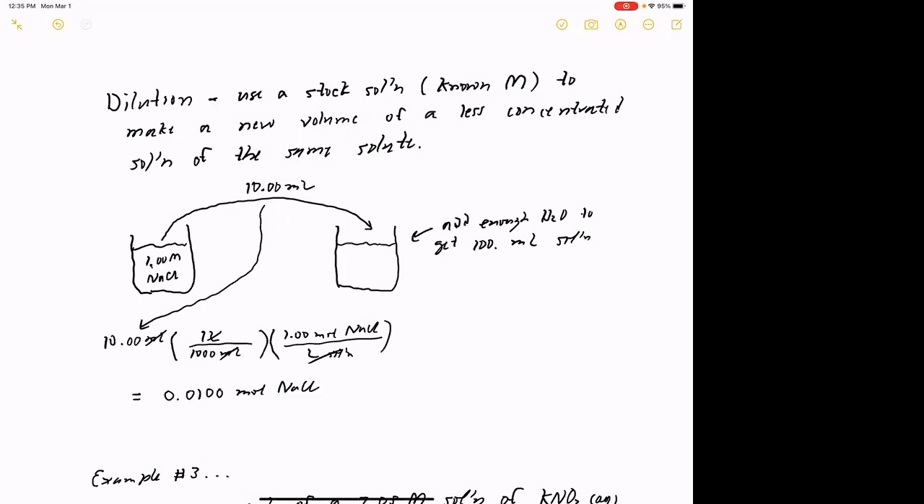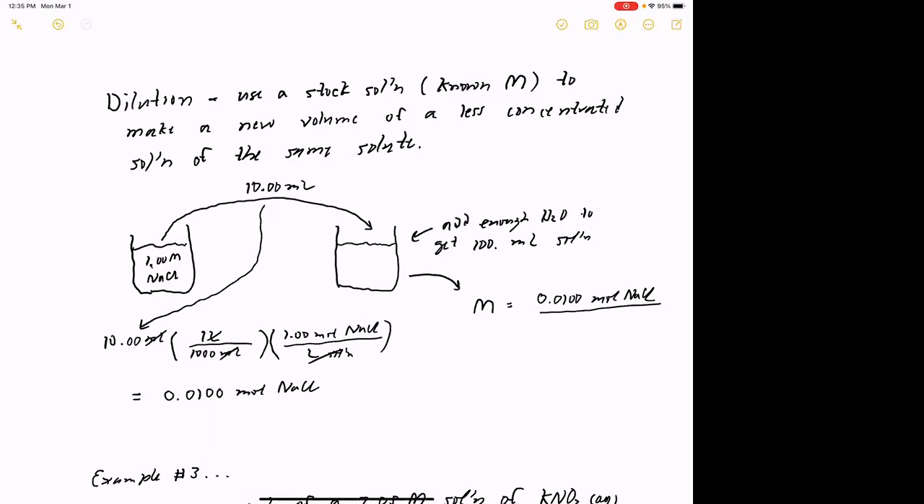So now I want the molarity of what's in this other beaker. So what do I need? I need the moles of the solute divided by the volume of the solution, right? So if I want the molarity, I've got the moles. I just calculated that of NaCl I'm moving over. So I'm going to just put 0.0100 moles of NaCl. And what volume have I now put that in? What's it in now once I do the dilution?